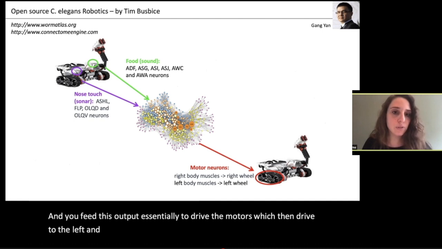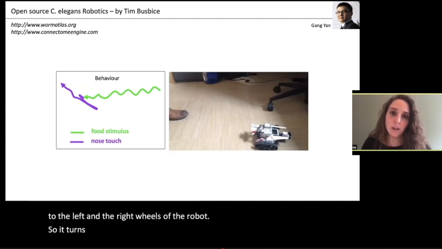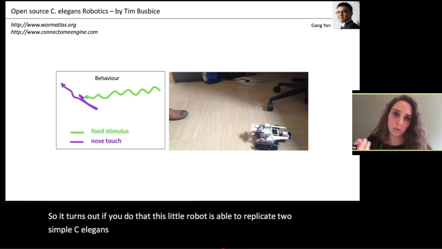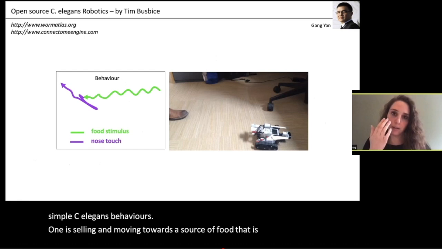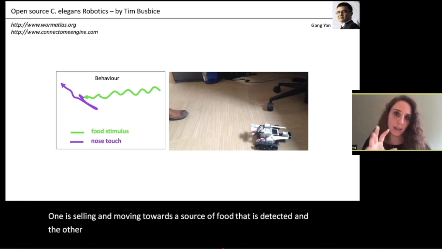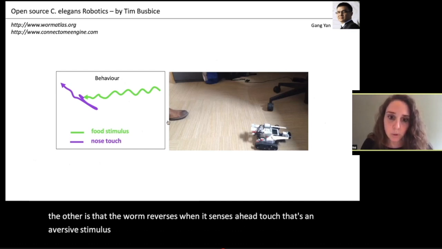So it turns out, if you do that, that this little robot is able to replicate two simple C. elegans behaviors. One is C. elegans moving towards a source of food that is detected, and the other is that the worm reverses when it senses a head touch. That's an aversive stimulus, so it reverses, sometimes changes direction and then carries on. So this is what you can see in this video of the robot.